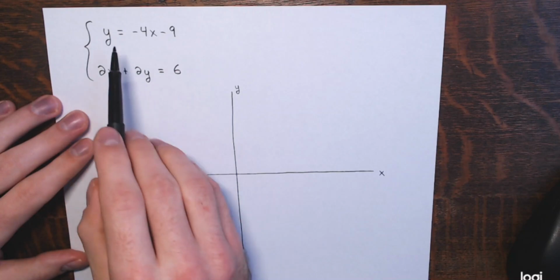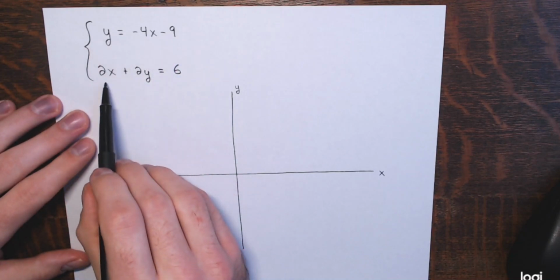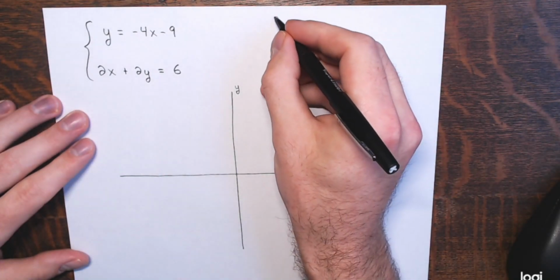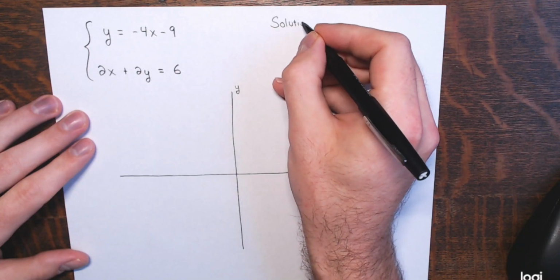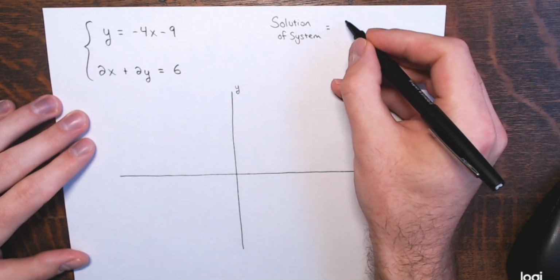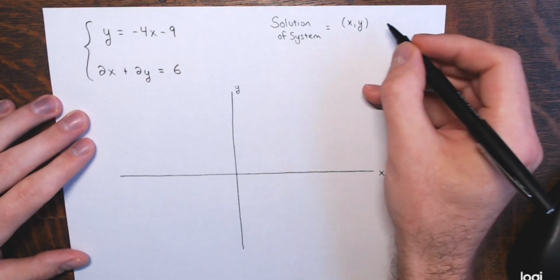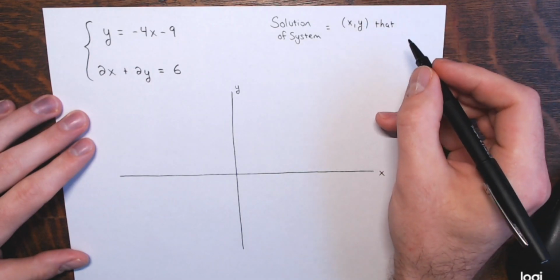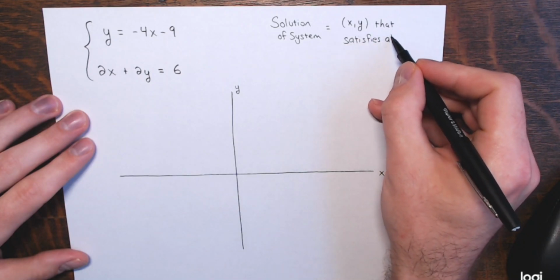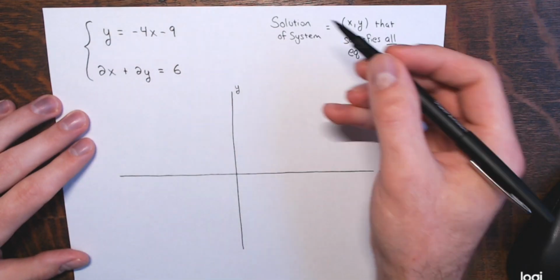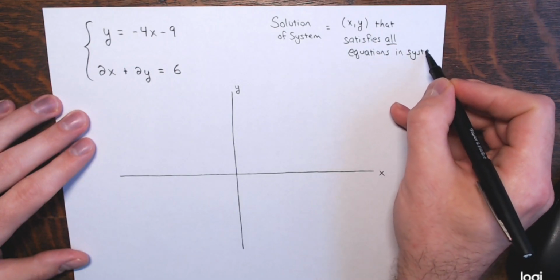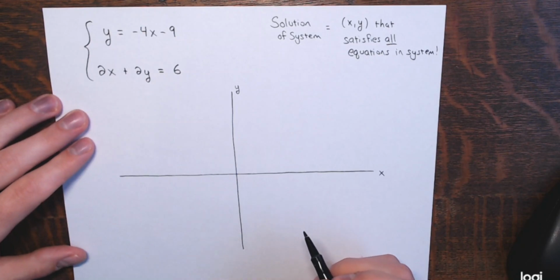So I'm going to graph this first line in one color, and I'm going to graph all the solutions of the second line in another color. And then they're asking us for a solution of the system. A solution of the system, as I said out loud a second ago, is any ordered pair that satisfies all the equations in the system, not just one of them. So in this case, both equations. There's only 2 of them. So it's an ordered pair that satisfies all the equations in the system at the same time.